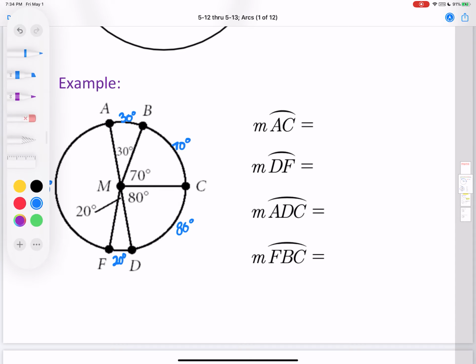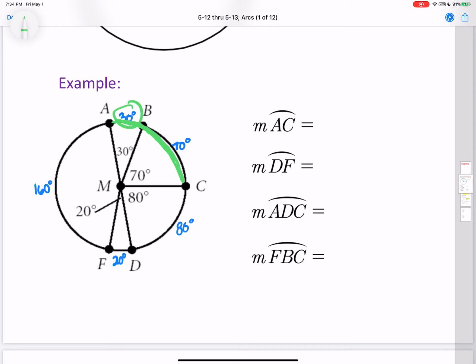If I take a look at the first one, we want arc AC. Arc AC is from here to here, so we want to go from A to C. Arc AC has the 30 and the 70, which totals 100 degrees. Now DF is also pretty simple. From D to F, that's this one right over here, and that's only 20 degrees.